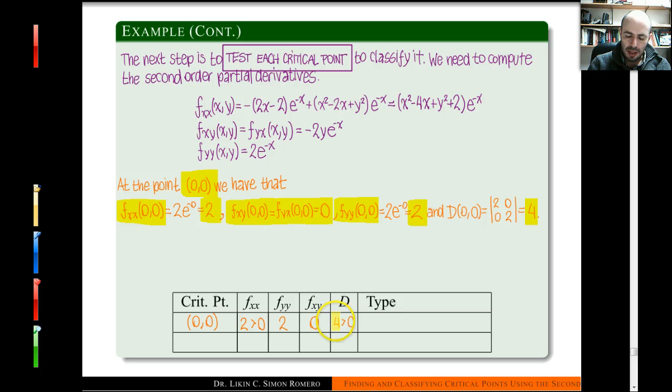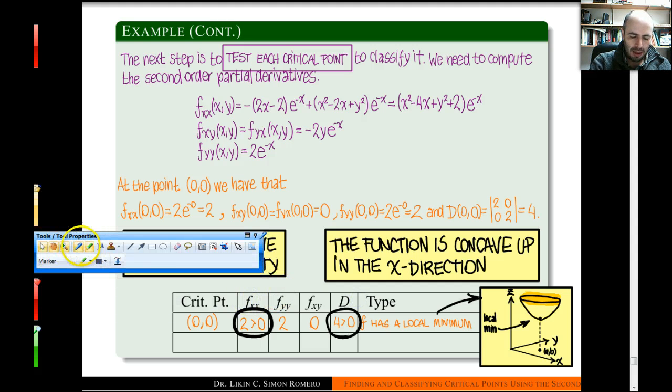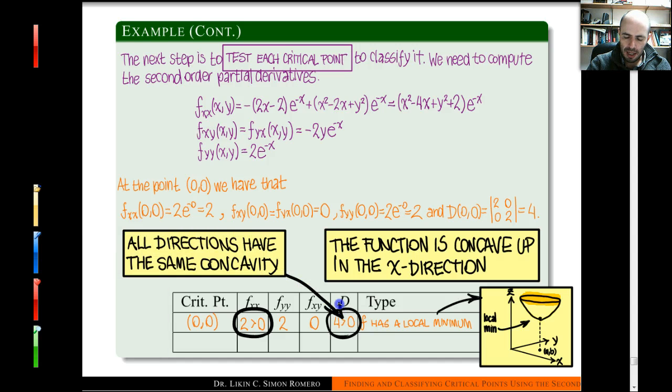So the discriminant is positive, and the second order partial derivative with respect to x both times is positive. Remember what happens. Remember that the discriminant being positive means that all directions have the same concavity, and the second derivative with respect to x both times tells you that the function is concave up. So you have a local min.